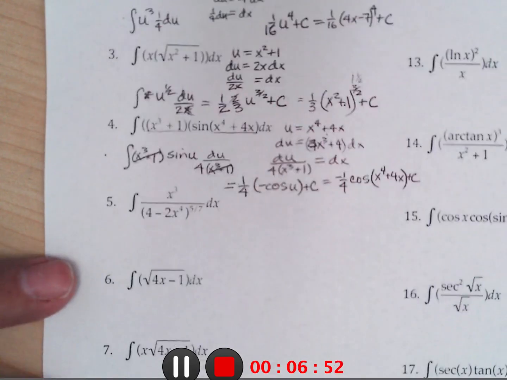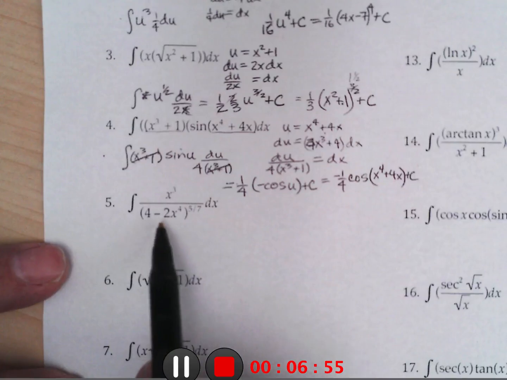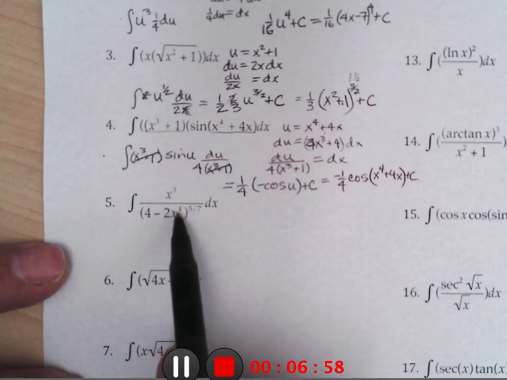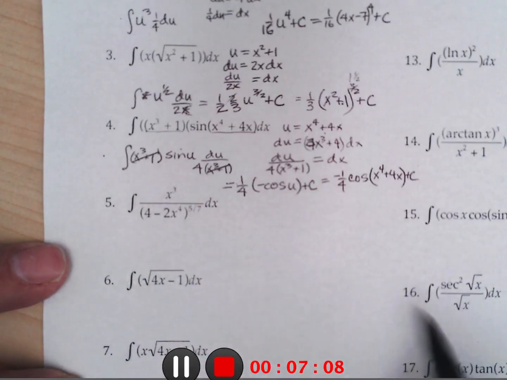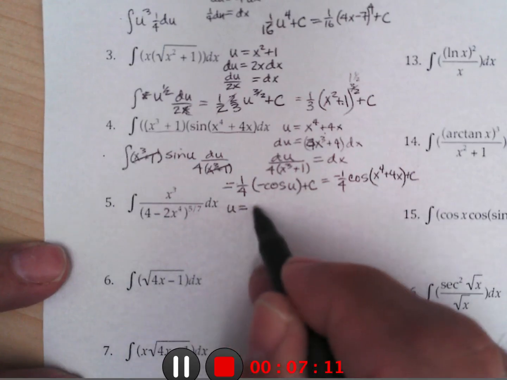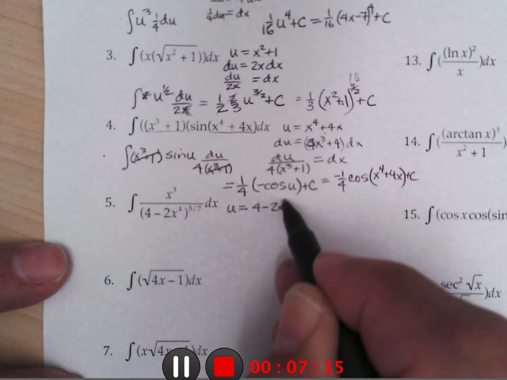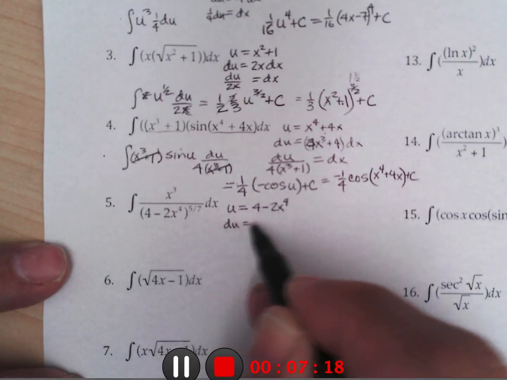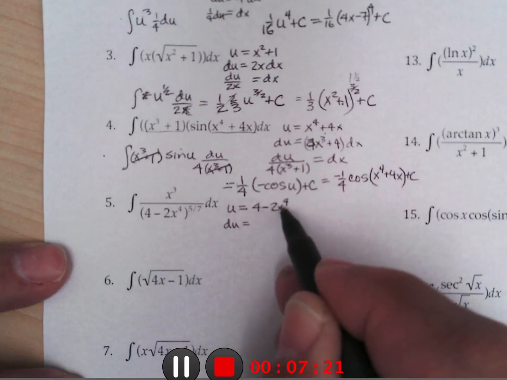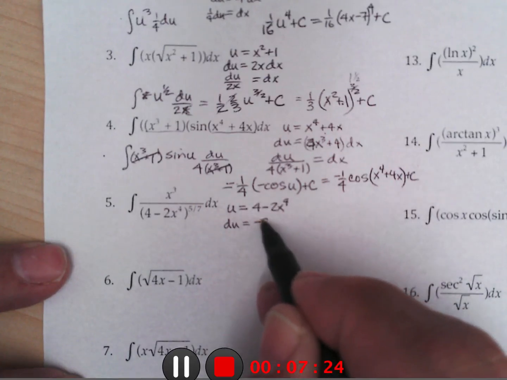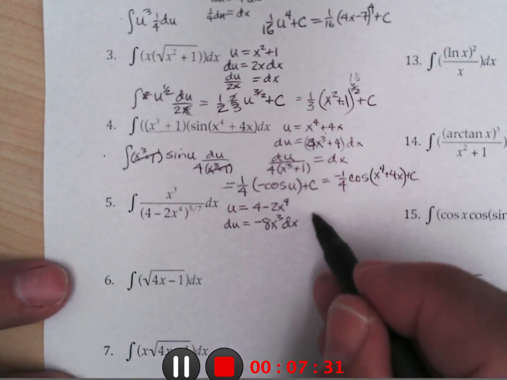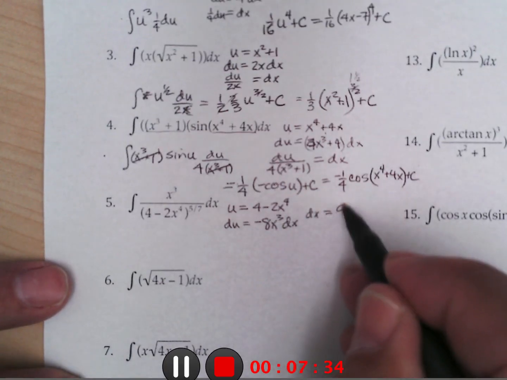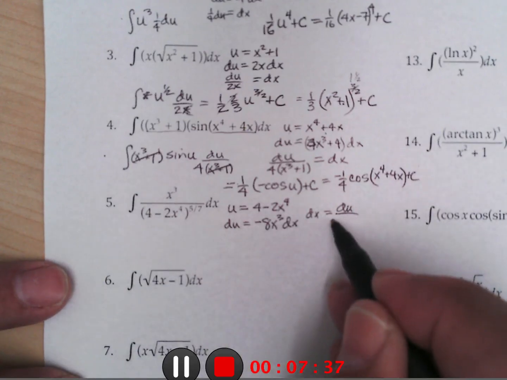Next one. I recognize that the derivative of this is going to create an x cubed, and this is going to go away, so I'm going to let u be the stuff inside this root, this power. So I'm going to let u be 4 minus 2x to the fourth. The derivative of 4 is 0, the derivative of minus 2x to the fourth is minus 8x to the third dx. Solving for dx, I get dx will equal du over negative 8x to the third.